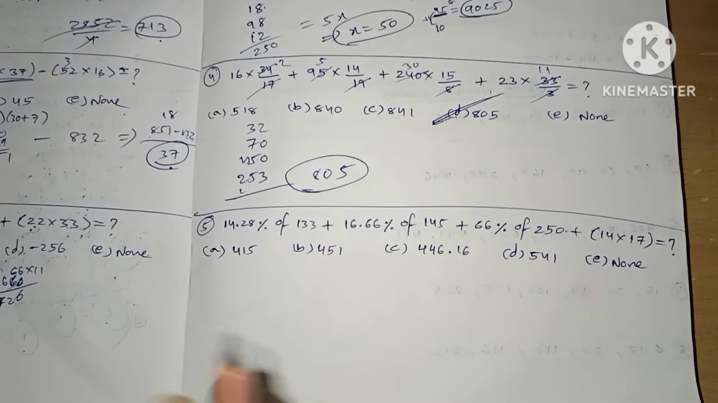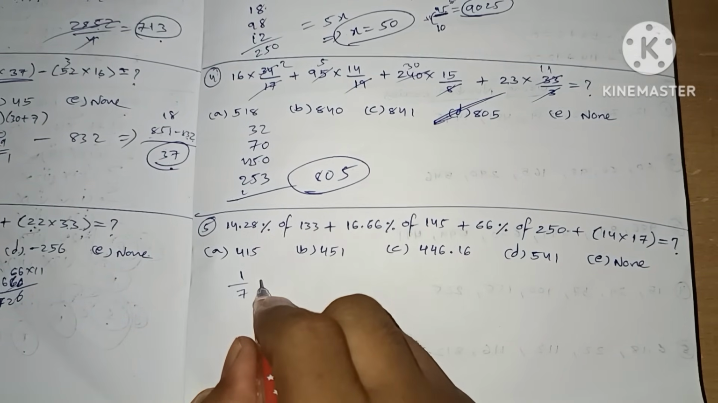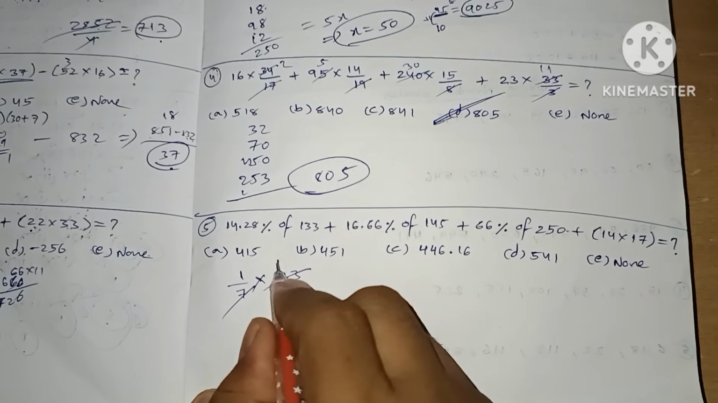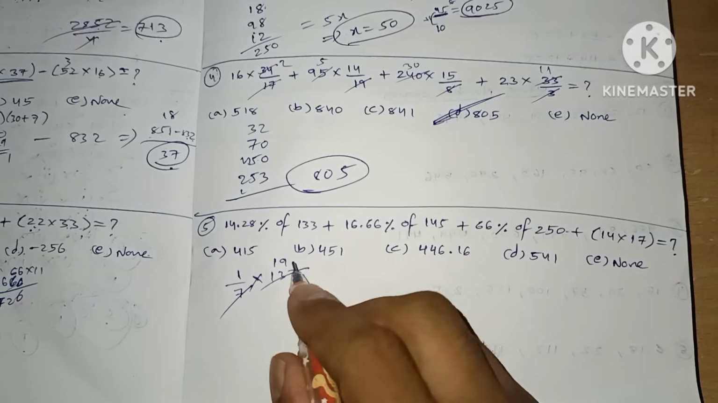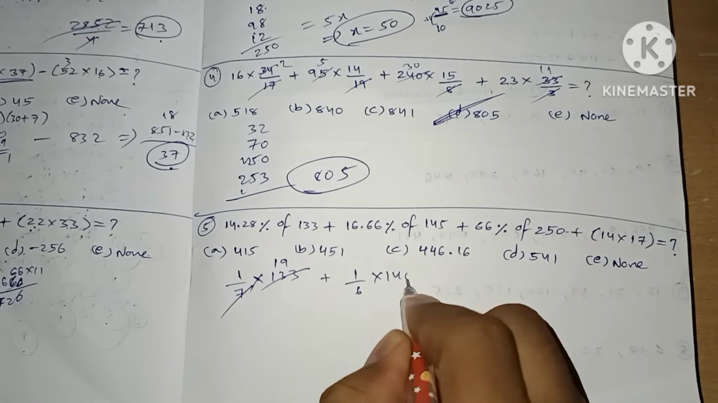Next, fifth question. 14.28 percentage, which is the fraction value of 1 by 7 of 133. 7, 1 times 7, 63 means 9 times 63. So we got 19 from this one. 16.66 means 1 by 6th of 145.